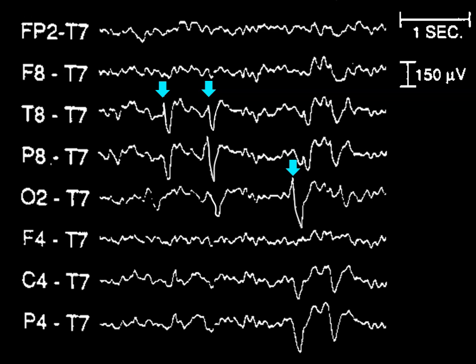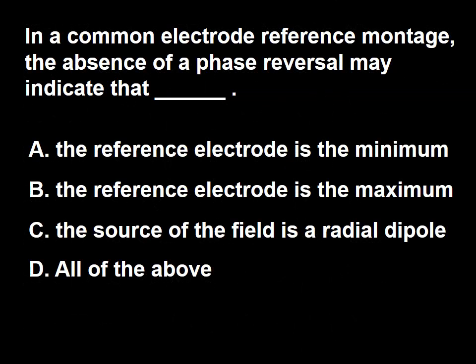The second sound assumption that can be made is that the generator of the activity is a radial dipole, rendering only one of its poles amenable to the EEG recording. So the answer to this question is all of the above.